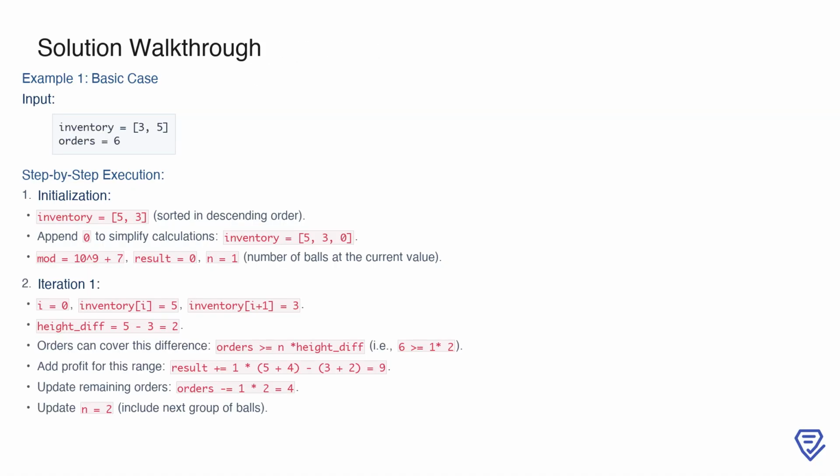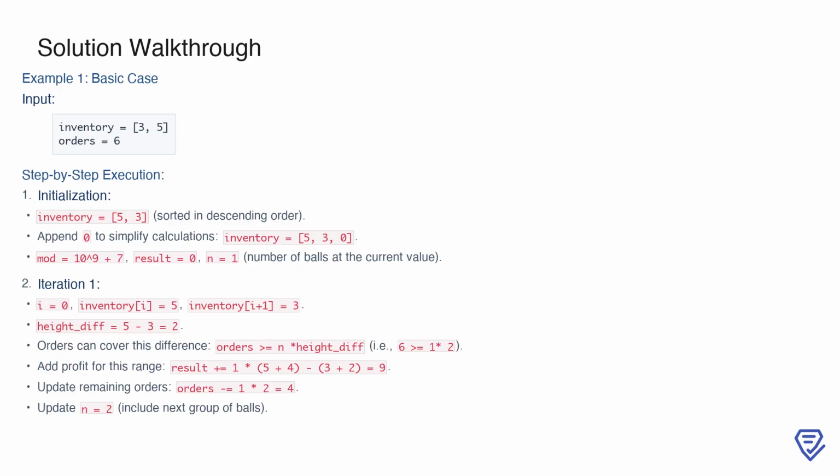In this example, we start with an inventory of 3, 5, and need to fulfill 6 orders. First, we sort the inventory in descending order, resulting in 5, 3, and append a 0 to simplify calculations, so the array becomes 5, 3, 0. We also initialize some variables. Mod is set to 10^9 plus 7 for modular arithmetic, result is initialized to 0 to store the total profit, and n starts at 1, representing the number of balls at the current value.